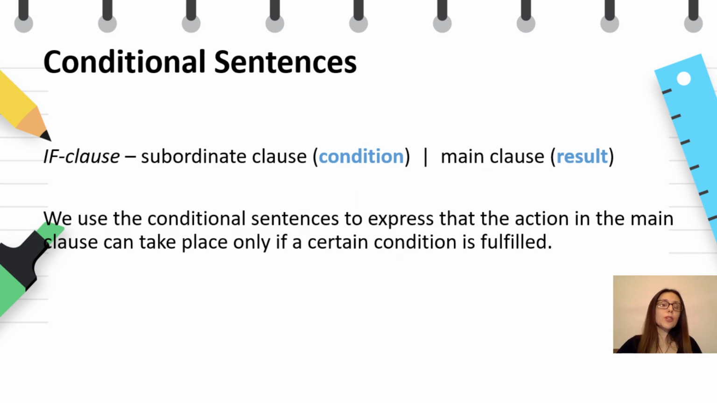When do we use the conditional sentences? When we want to express that the action in the main clause can take place only if a certain condition is fulfilled. There are three types of conditional sentences. I hope you all remember the first conditional. It is used to refer to the future and to say what is going to happen if a certain condition is met.